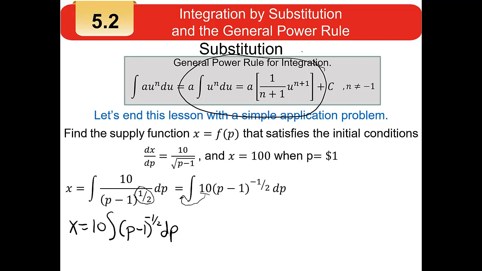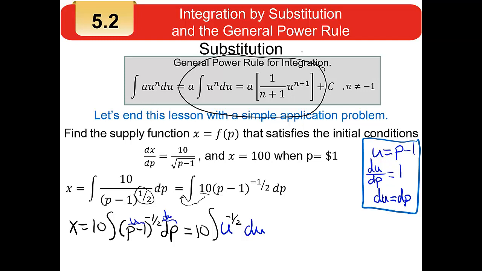The formula says to add 1 to the exponent, minus 1/2 plus 1 is positive 1/2, and divide by it. So the p minus 1 is definitely going to be my u. The derivative of p is just 1, so du is dp, and the substitution works perfectly. The dp becomes du, the p minus 1 becomes u, so my integral becomes the integral of u to the minus 1/2 du, but the 10 is just sitting out front.